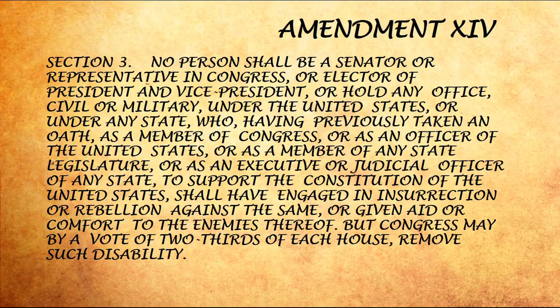Section 3. No person shall be a senator or representative in Congress or elector of President and Vice President or hold any office, civil or military, under the United States or under any state, who having previously taken an oath as a member of Congress or as an officer of the United States or a member of any state legislature or as an executive or judicial officer of any state to support the Constitution of the United States shall have engaged in insurrection or rebellion against the same or given aid or comfort to the enemies thereof. But Congress may by vote of 2/3 of each house remove such disability.